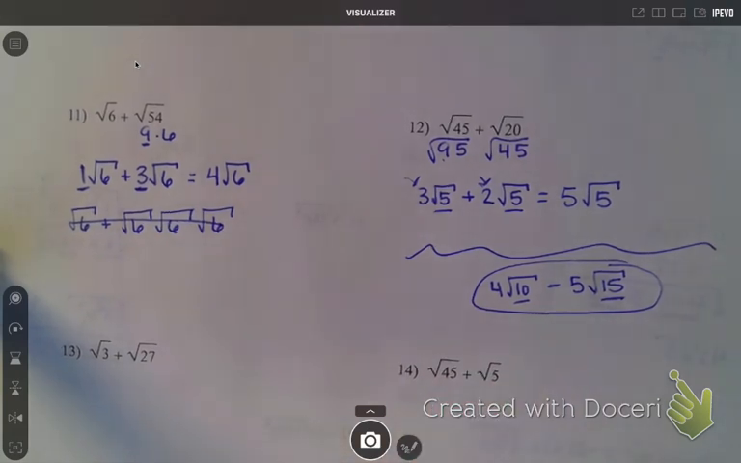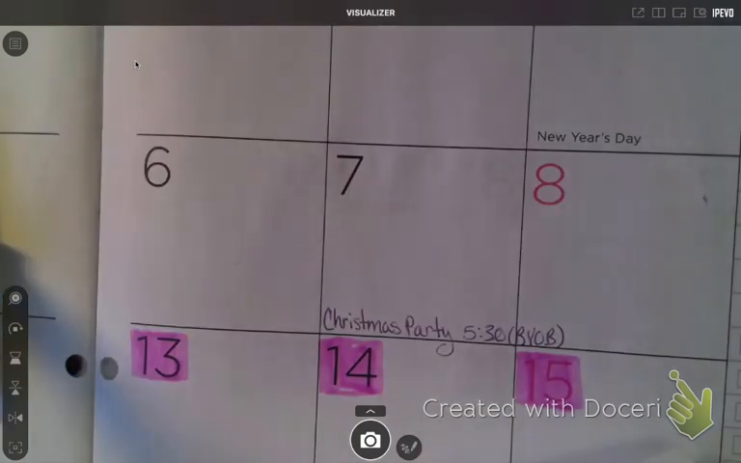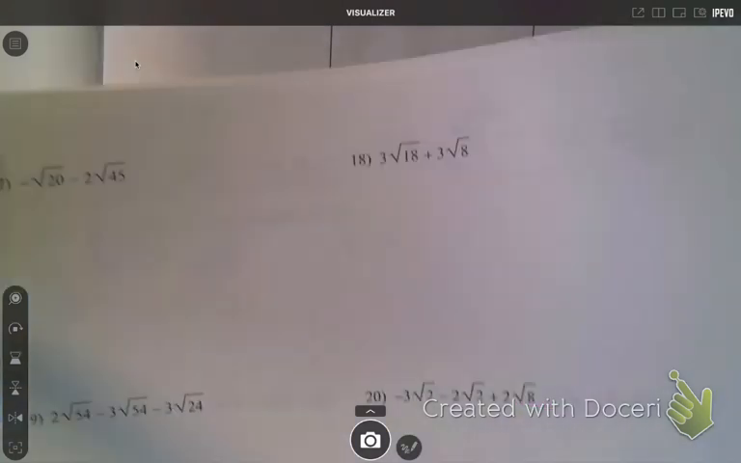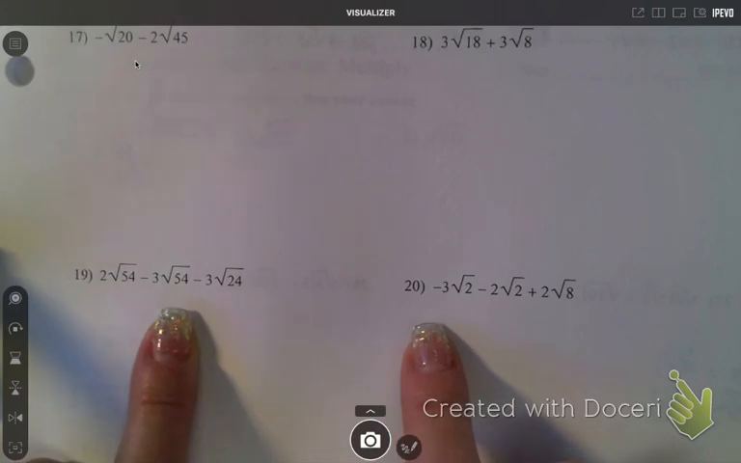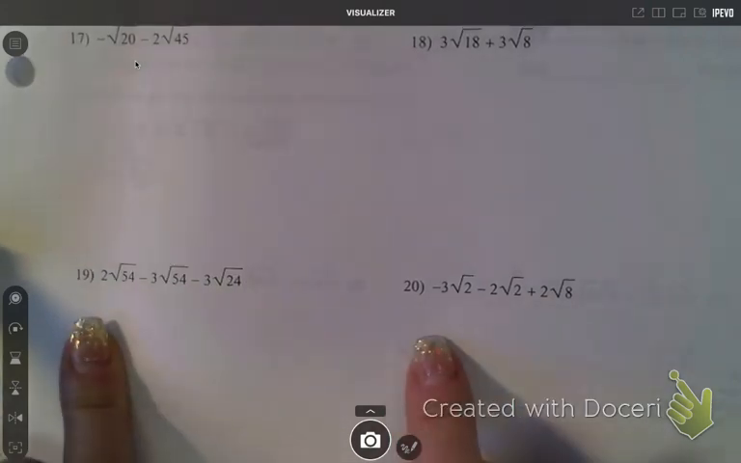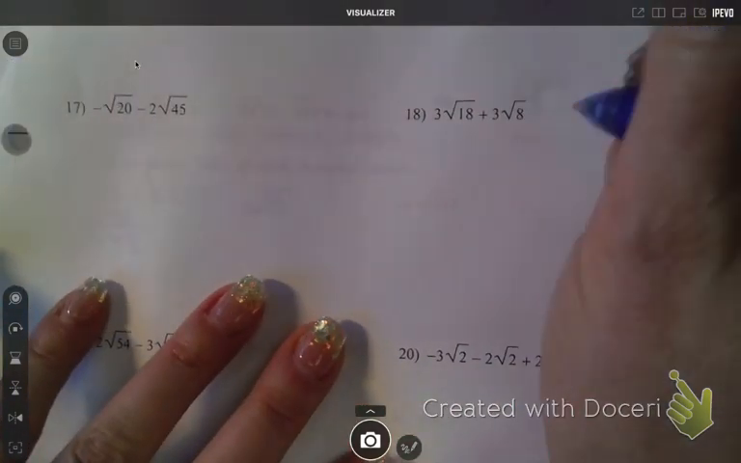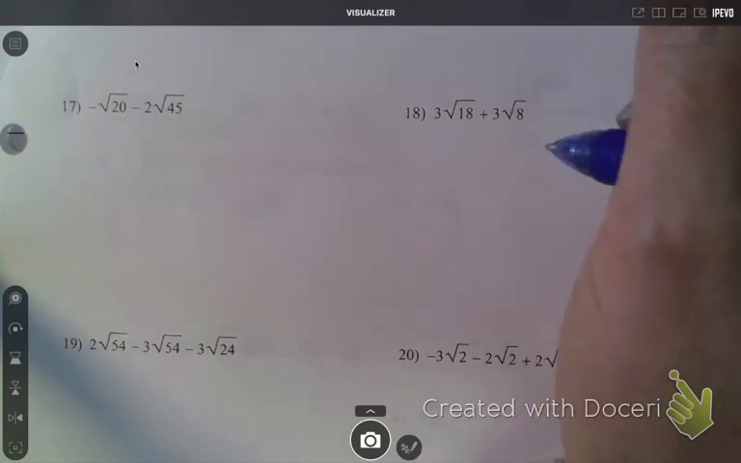Do we need to do one more? Yeah. How about 18? Oh, look at 19 and 20. There's 3 of them. Does it matter? No, you just do it all. Okay, 18. Try it on your own.